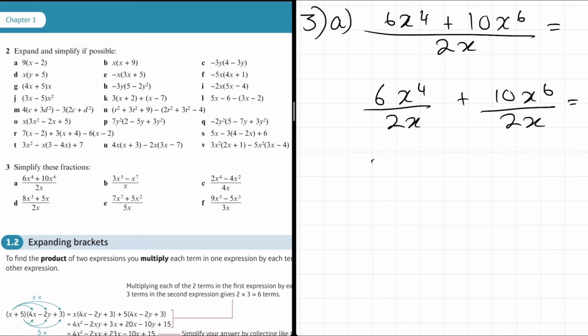6 divided by 2 is 3, x to the power of 4 over x is x to the power of 4 minus 1, which is 3. Then we have 10 divided by 2, which is 5, and x to the power of 6 over x, which is 6 minus 1, 5.